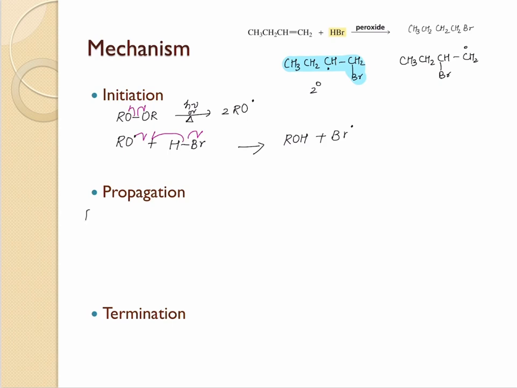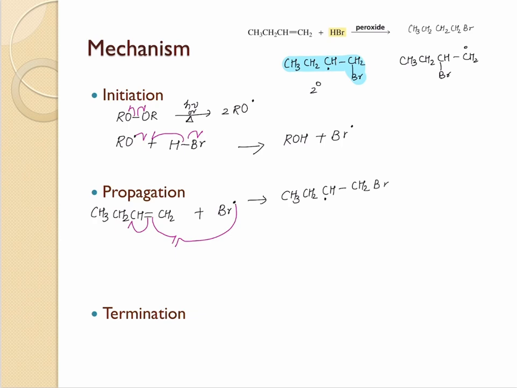So the bromine radical is going to react with our alkene. So here is our alkene, and it's going to react with a bromine radical. Okay. So the pi bond is going to break and it's going to form a bond between carbon and the bromine radical, and this electron is going to go onto the carbon. Okay, now this is going to generate an alkyl radical, a secondary alkyl radical. Okay, this is the propagation.